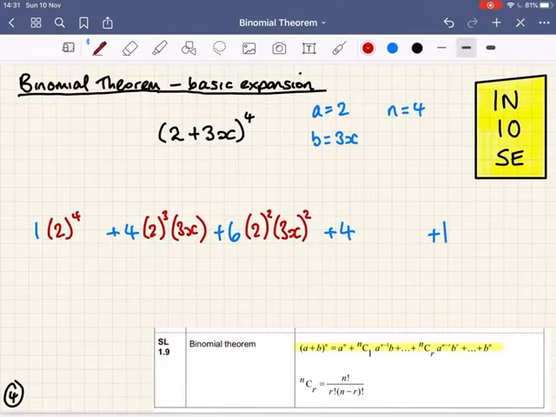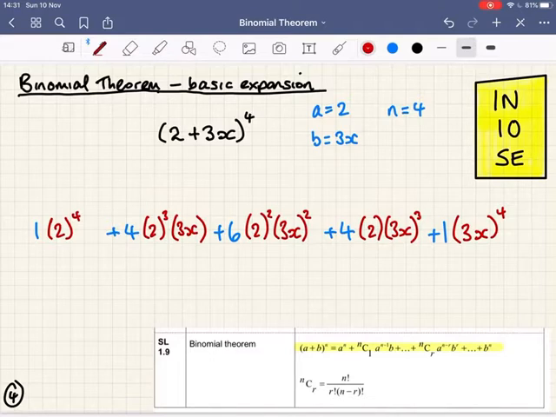The powers for the 3x are going up by 1 each time, as the powers for 2 are going down by 1. The next term, 2 to the power of 1, and then 3x all cubed, and then finally I'd have my 3x all raised to the power of 4. Now, I have to be careful, make sure I do the maths right here.